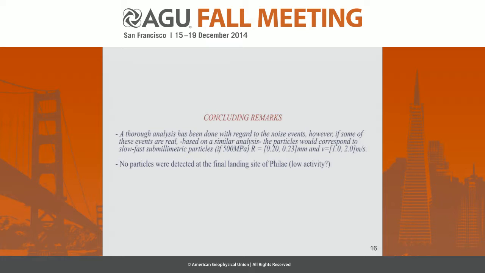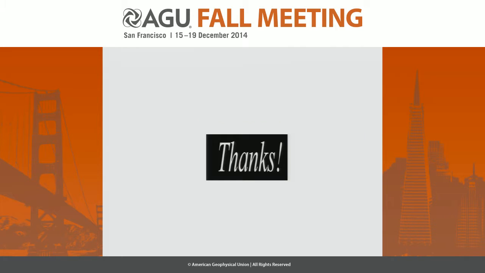Just final remarks. We made a DER analysis with regard to the noisy events. If we assume that these particles are not precisely noise, but particles masked by noise, then with a Young modulus of 500 megapascals, we would have particles on the order of 0.2 millimeters moving at between 1 and 2 meters per second. Unfortunately, no particles were detected at the final landing site. Probably we have low activity, or something was shielding the instrument. Thank you for your attention.